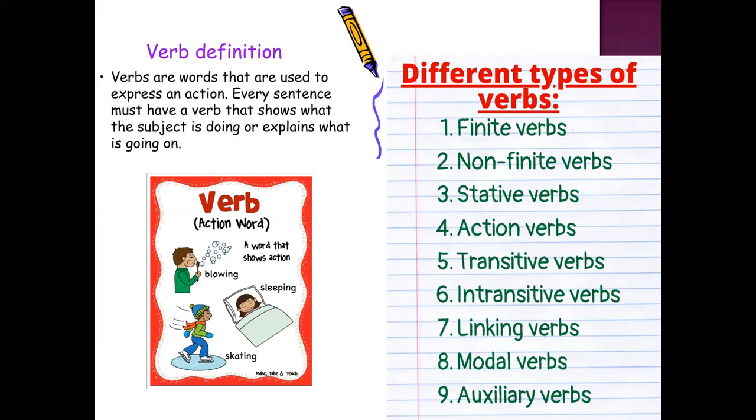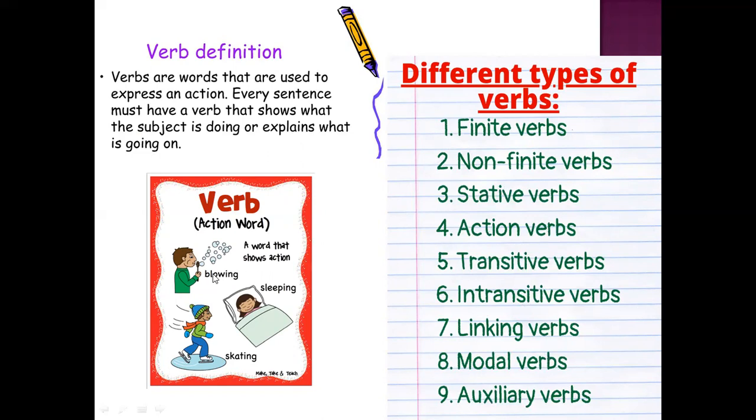And when we talk about verbs, there are different types of verbs: finite verbs, non-finite verbs, dative verbs, action verbs, transitive verbs, and intransitive verbs. When you are doing passive voice, you can find transitive and intransitive verbs, linking verbs, modal verbs, and auxiliary verbs. Some words are not familiar to you. It's okay, doesn't matter. Basically, you remember that verbs are action words.